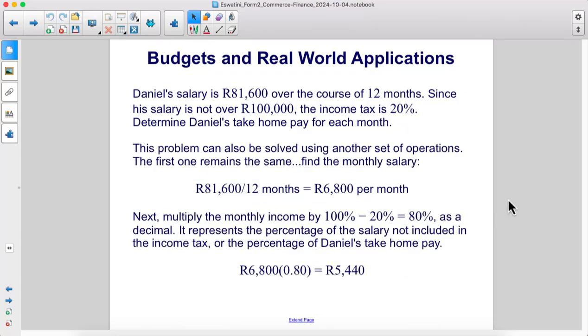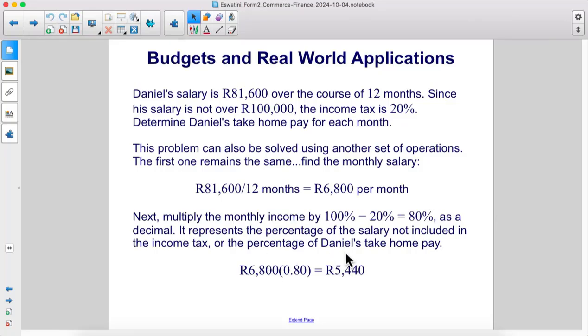This problem can also be solved using another set of operations. The first one remains the same. First, find the monthly salary by dividing by 12. Next, multiply the monthly income by 100% minus 20%, which is 80%, as a decimal, because this 80% represents the percentage of the salary that's not included in the income tax.